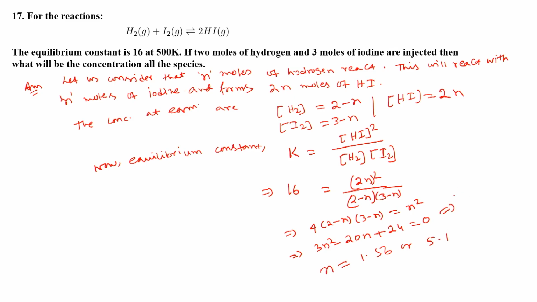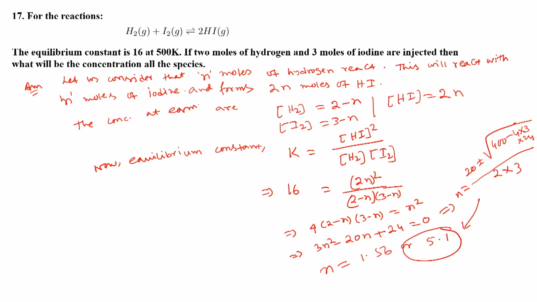This we got. So, n is minus b plus minus root over b square minus 4ac by 2a. Minus b is minus of minus 20, which gives you plus 20, plus minus root over b square means 400 minus 4ac. 4 times a is 3, times c is 24, by 2a, 2 times 3. So, if we do it, we get this.